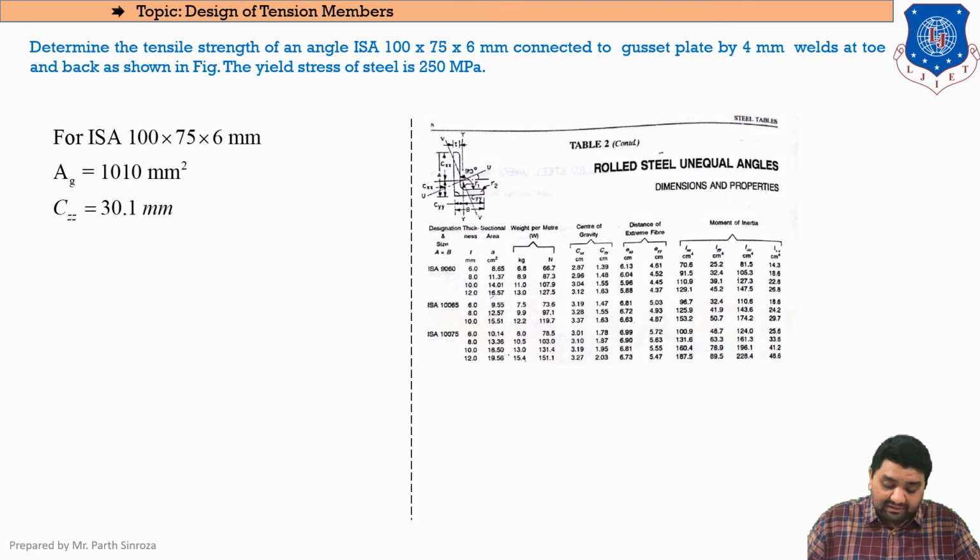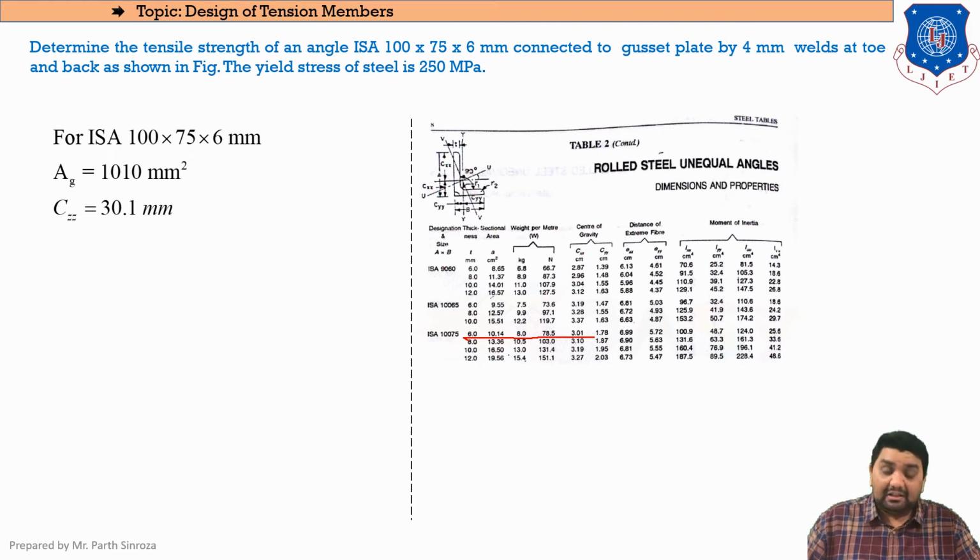So moving on to a steel table, as you can see here, ISA 100 cross 75 is mentioned, and this first row is for our 6 mm thickness that we have described here. So as you can see here, the area is being given, it is given as 1014 mm square, but as per our book it is taken as 1010. You can still take it as 1014, that will be no issue. The minor change will be in decimals regarding our final answer.